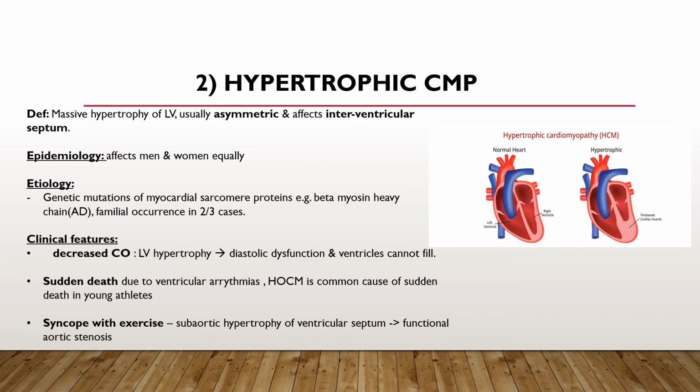Clinically, if the heart is hypertrophic, there is decreased cardiac output, and that's because left ventricular hypertrophy will lead to diastolic dysfunction, and the ventricles cannot fill as properly. It can cause sudden death due to ventricular arrhythmias, and it's very important to note that HOCM, hypertrophic cardiomyopathy, is actually the most common cause of sudden death in young athletes. It can also cause syncope, typically with exercise. There is subaortic hypertrophy of the ventricular septum, leading to functional aortic stenosis.